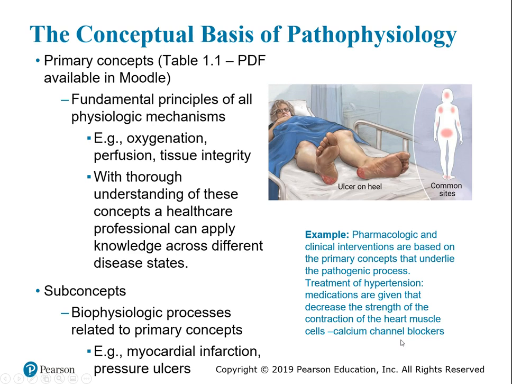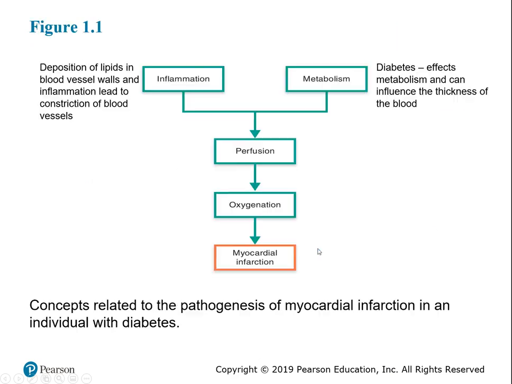So the idea is, we're thinking about hypertension, high blood pressure. Well, if we decrease the strength of the heart contraction and we alter perfusion, we then can treat high blood pressure. Okay, so all of these things, again, are about understanding these primary concepts and understanding the why. So why do we prescribe calcium channel blockers to people that have high blood pressure?